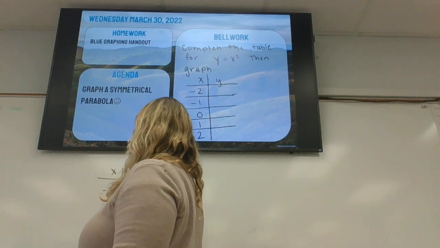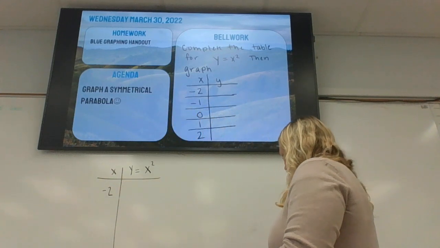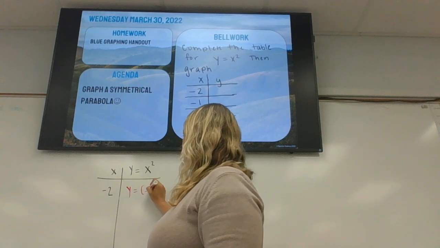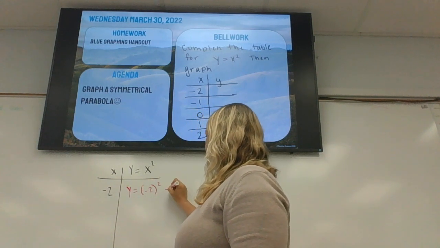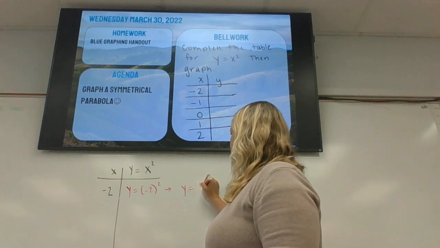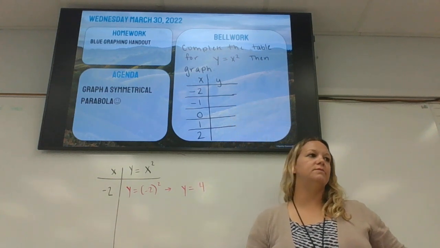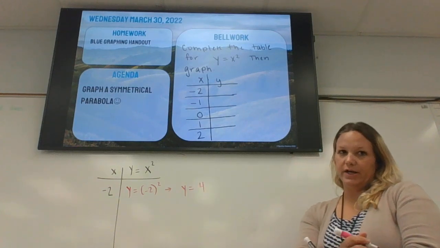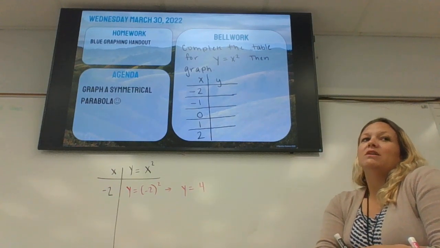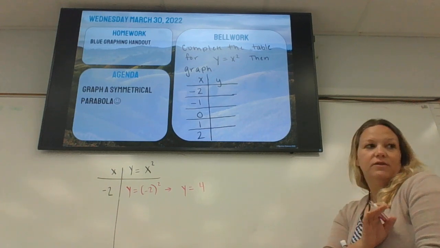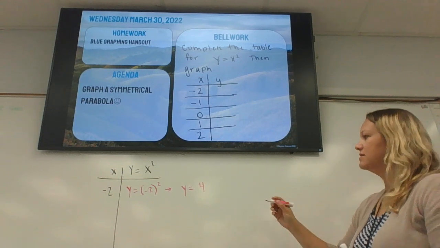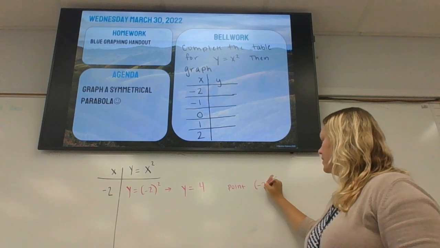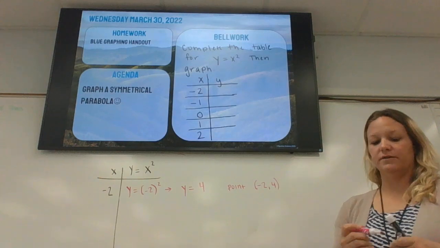So here, when I have negative 2 in the table, that means I'm doing y equals negative 2 squared, which means y equals 4, because negative times negative is a positive, right? Now, if you put negative 2 squared in your calculator, sometimes it comes out negative 4. So be careful about that. You have to use parentheses. So that means we have this point: negative 2, positive 4.